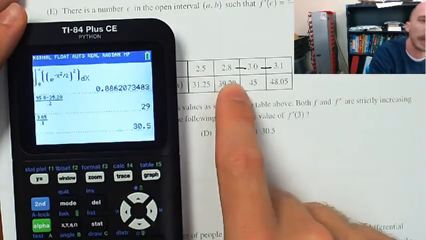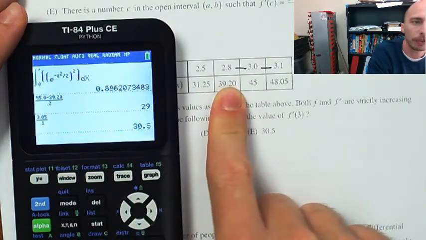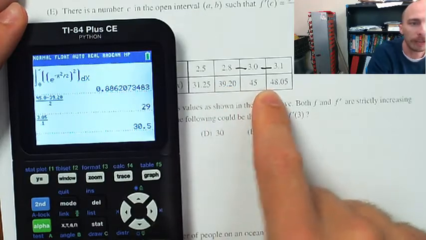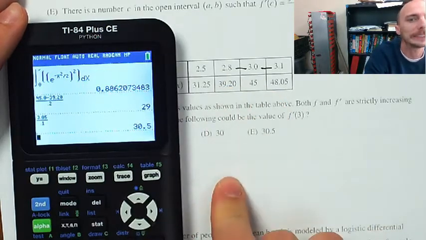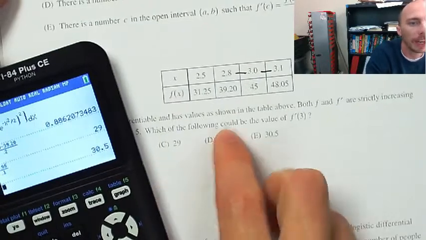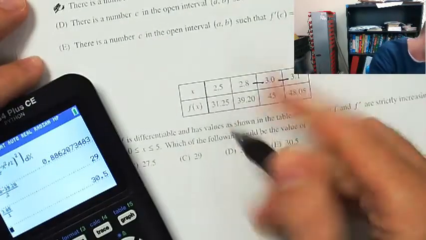All right, so over here my estimate for f prime is 29. Over here it's 30.5. So I feel like it's got to be between 29 and 30.5, which is going to be 30.